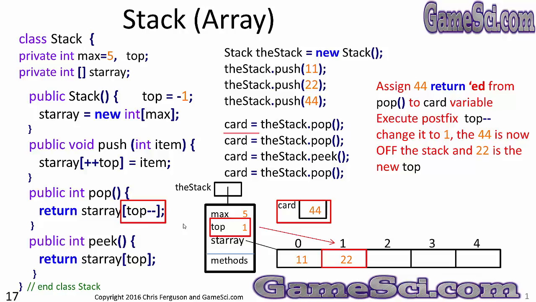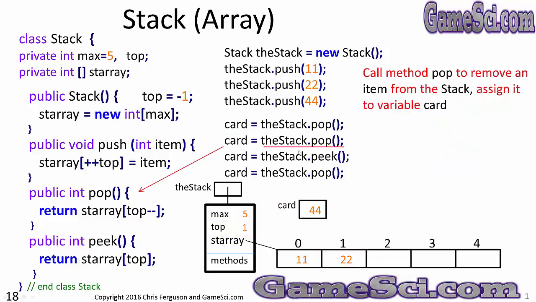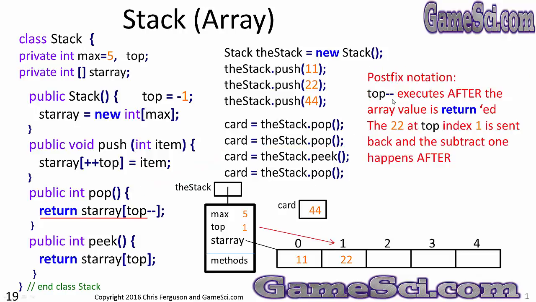Postfix notation says do the minus minus after the command return executes. Returning back to the original calling code, the next line after that, we're going to call the method pop again and remove another item from the stack and assign it to the variable card. Remember your postfix notation. Top minus minus executes after the array value is returned. The 22 at the top, or index 1, is sent back, and then the subtraction of top happens after the 22 is sent back.